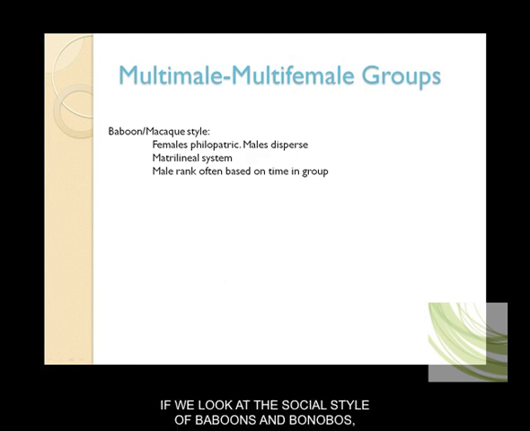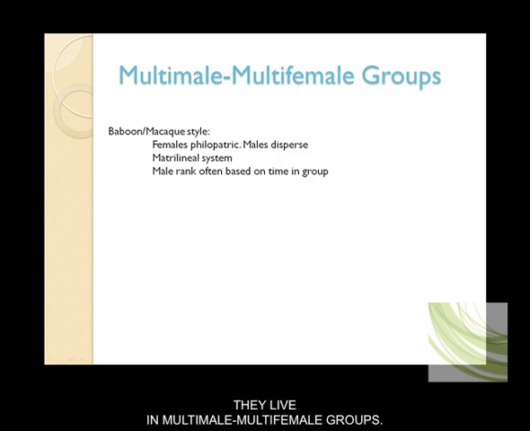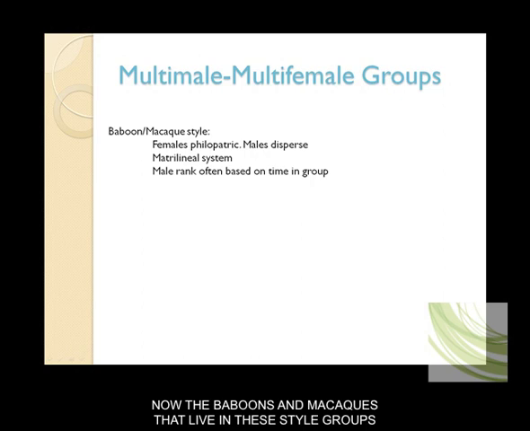If we look at the social style of baboons and macaques, they live in, as well as chimpanzees and bonobos, multi-male, multi-female groups. Now, the baboons and macaques that live in these style groups are very different. They're female philopatric, which means that females tend to stay in the group once they're sexually mature, and the males tend to disperse. This means that all the females are related to each other, so they live in a matrilineal system, meaning that they're related by their mothers.